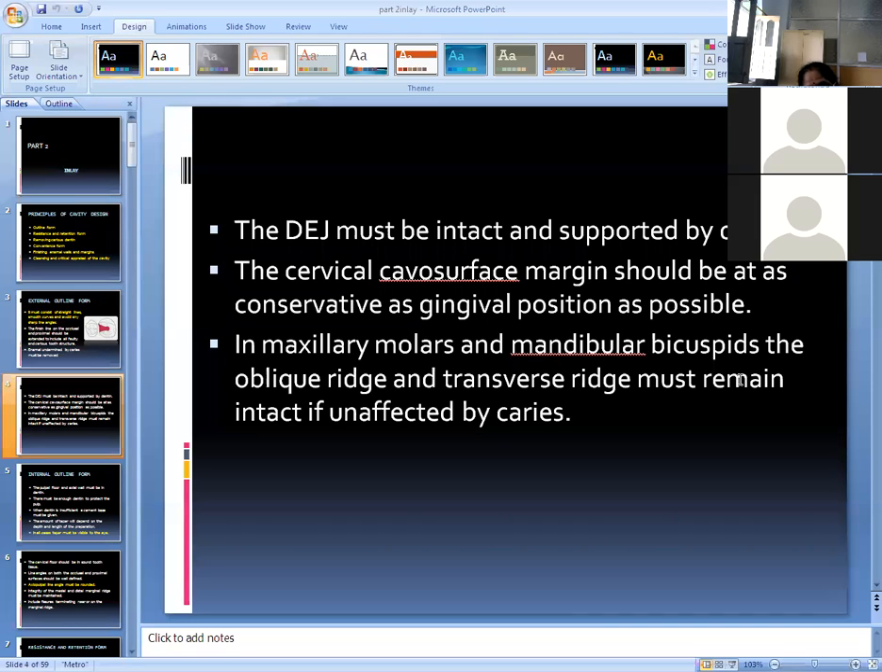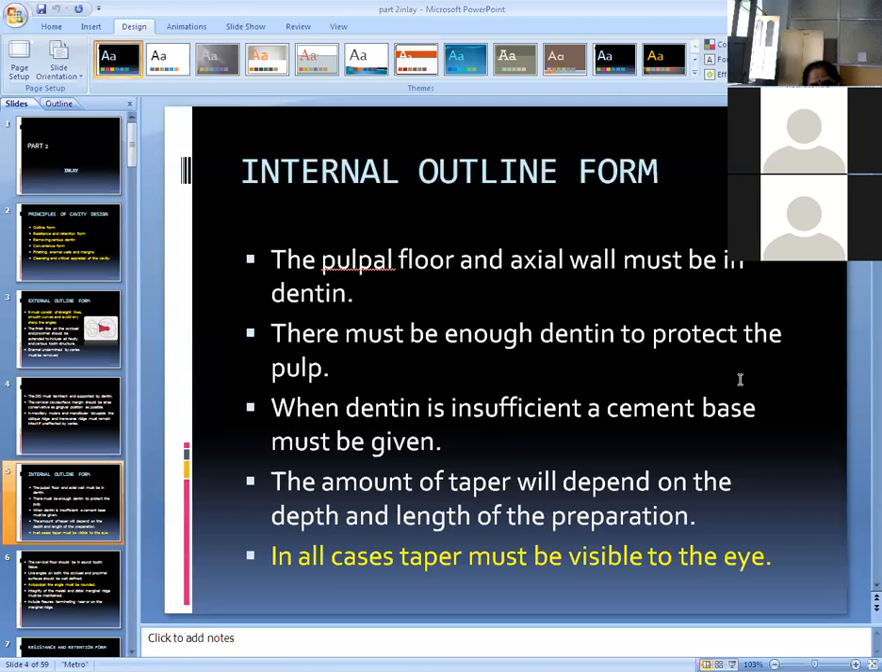Then in maxillary molars and mandibular bicuspids, there is the oblique ridge. The maxillary molar has the oblique ridge, and the mandibular bicuspid has the oblique and transverse ridge. If they are unaffected by the caries, you should keep that oblique ridge. You should not involve it unnecessarily because it gives strength to the tooth. So once you have decided about your external outline form, you have decided what type of cavity you are going to prepare.